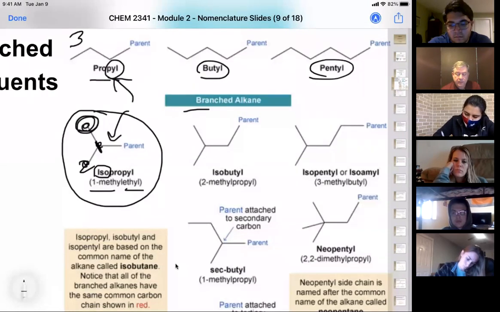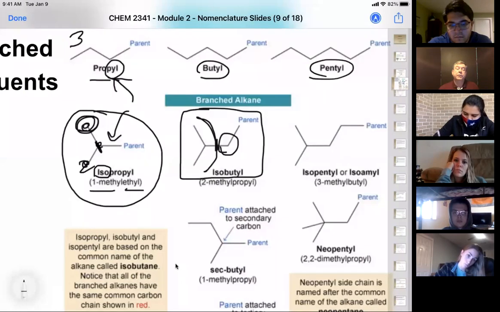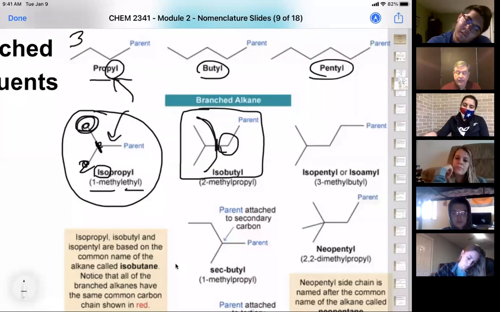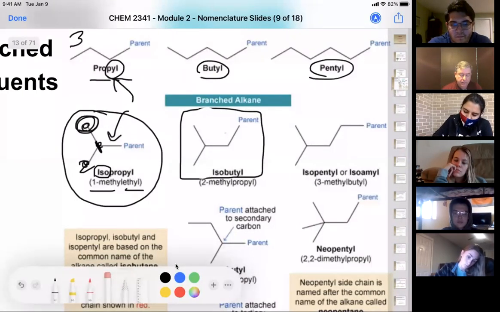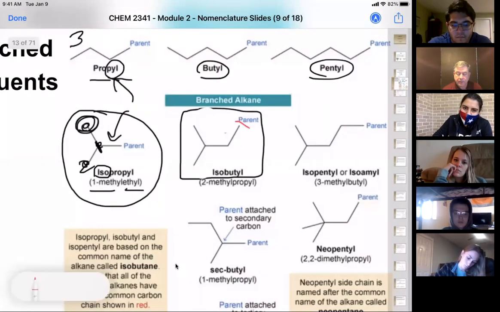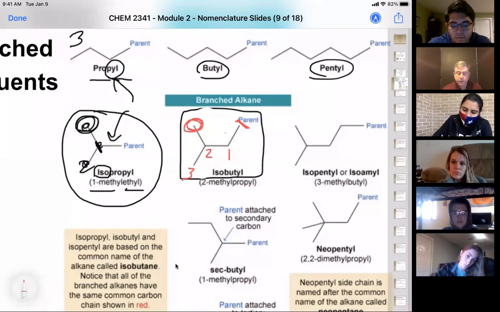The first one here is what we call the isobutyl. Now notice the isobutyl looks a little bit like the isopropyl from this side over, but we've added 1 more carbon to it. Okay, so that's how we get isobutyl. And if we were to number these from where the parent attaches, remember the parent attaches here, so this is going to be 1 carbon, 2 carbon, 3 carbon. So that gives us this as our 2-methyl propyl for our IUPAC name.